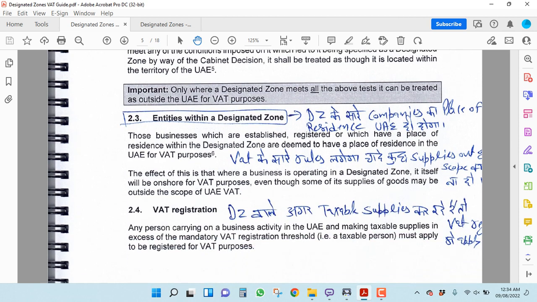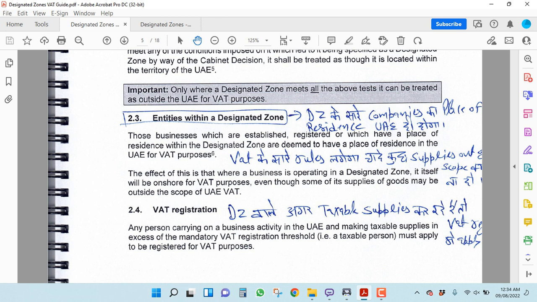Point number 2.3: entities within a DZ. Those businesses which are established, registered or which have a place of residence within the DZ are deemed to have a place of residence in the UAE for VAT purposes. The effect of this is that where a business is operating in a DZ, it itself will be onshore for VAT purposes, even though some of its supply of goods may be outside the scope of UAE VAT.